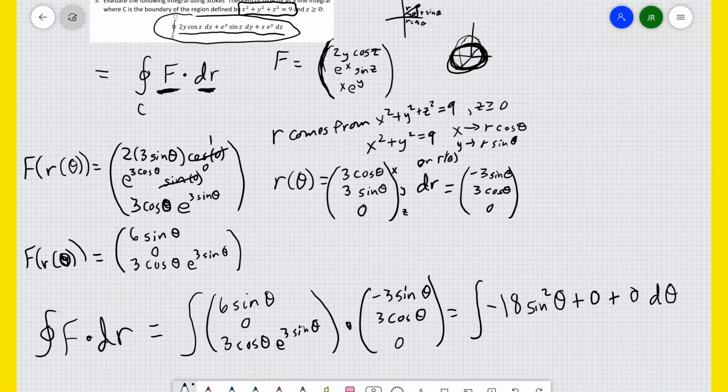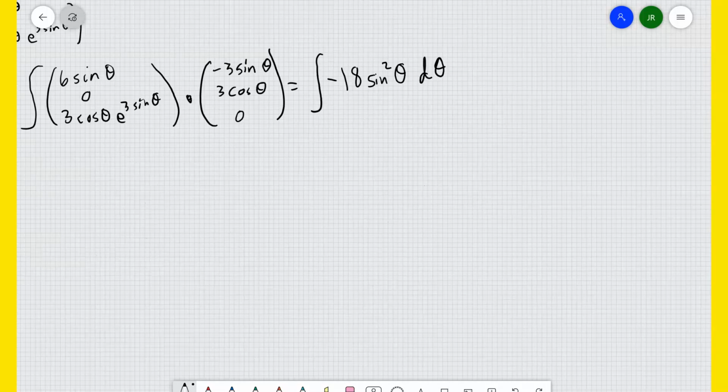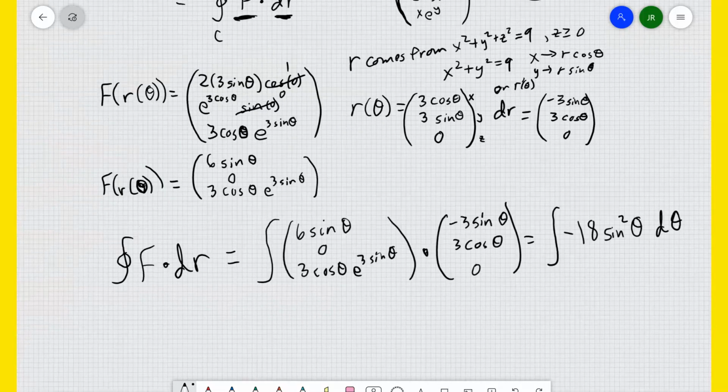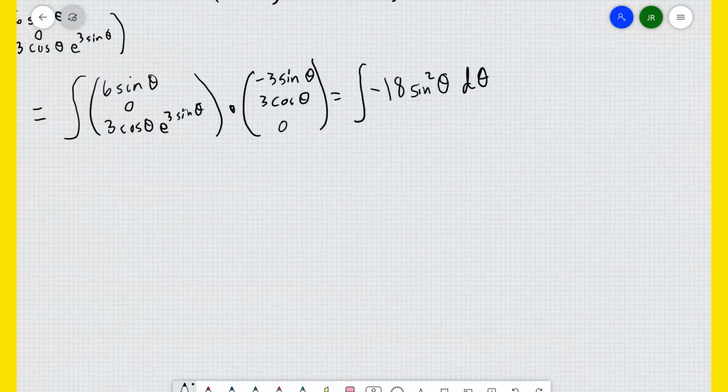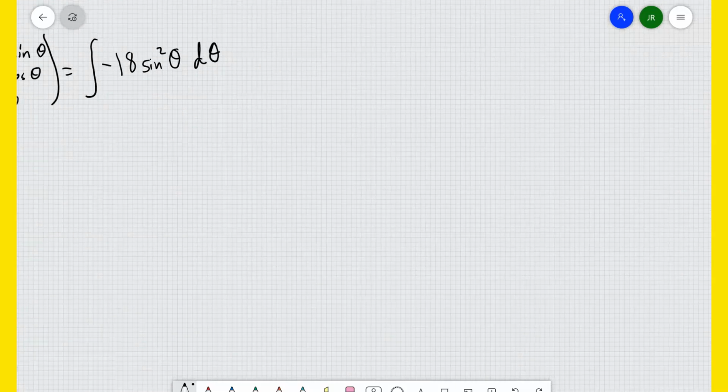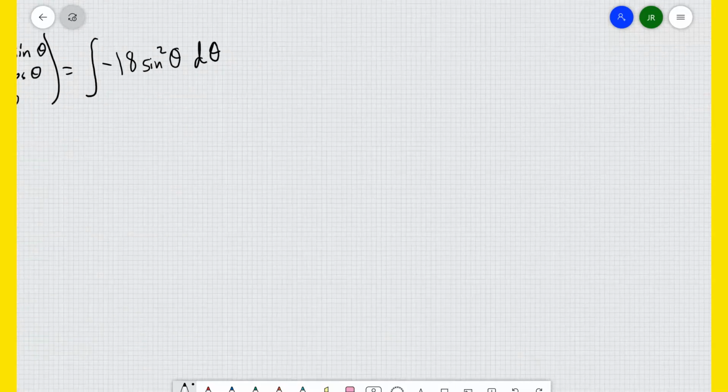Alright, so let me just simplify that now just a little bit. Let me clean it up. D theta. Alright, from here it's going to get even more strange. I'm just moving this up here to have more room to work. The integral of sine squared is a lot more complicated than it looks. U substitution doesn't work.